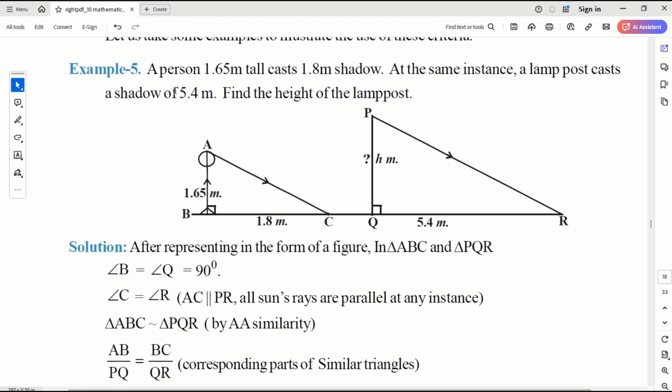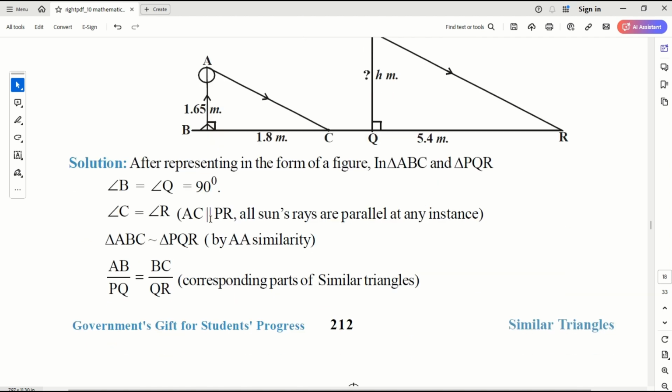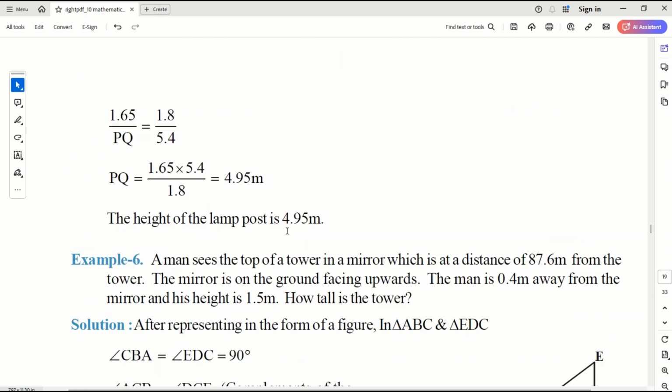Okay, let's take the example. A person is 1.65 meters tall and casts a 1.8 meter shadow. At the same instant, a lamp post casts a 5.4 meter shadow. So what is the height of the lamp post? This is very simple. The shadow is forming at this angle, right? So these two are similar triangles, 90 degrees here, and these angles will be same. Angle of inclination of light will be same basically. Now 1.8 to 5.4 is 3 times. So the lamp post should be 3 times 1.65, which is 4.95.